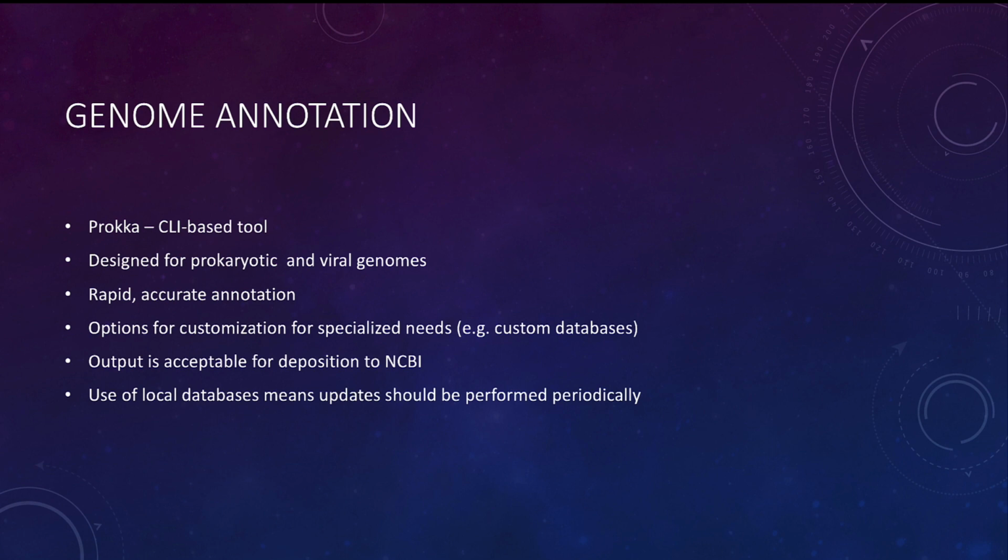Now, I guess the downside would be that it uses local databases, meaning the databases are on your computer. It doesn't pull from the internet. That's why it's faster, because it's just working on your computer, bing, bing, bing, bing, bing, and then it's done. But that means you may need to update it periodically if new genes are identified or new proteins are characterized as the databases get updated.